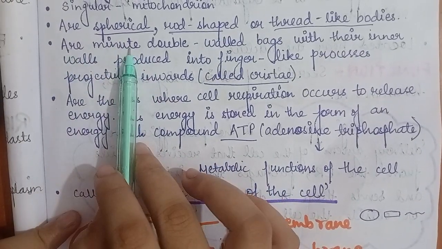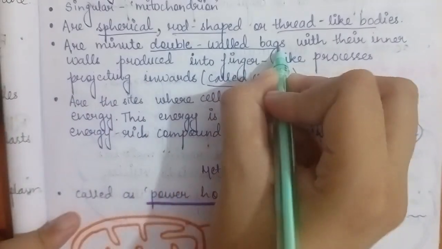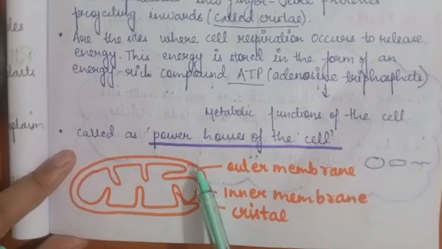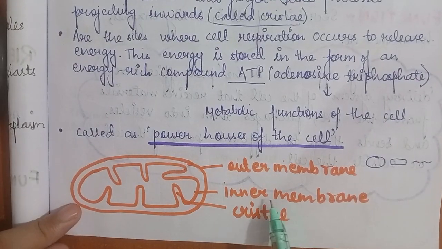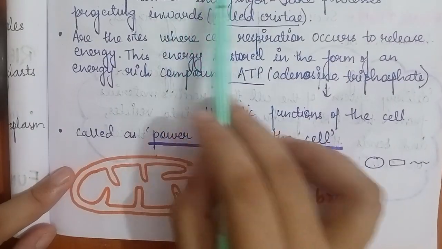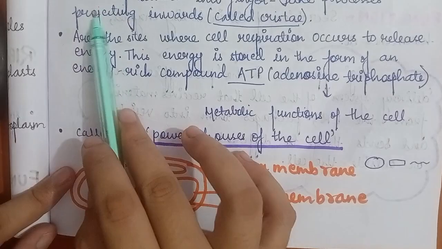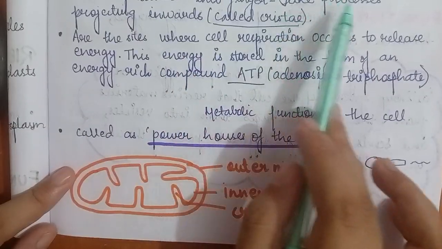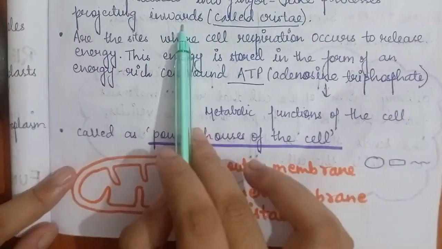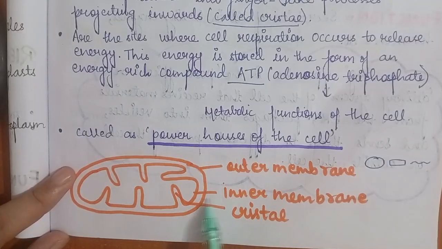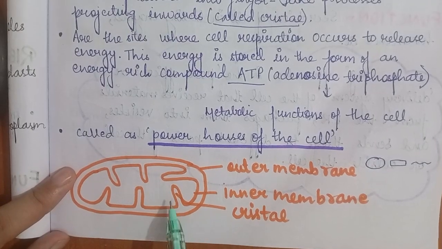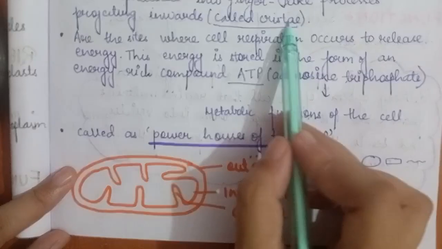So they are minute double wall bags. You can see two membranes, the outer membrane and the inner membrane. Two walls are present, with the inner wall produced into finger-like processes projecting inwards, called cristae. The inner membrane is projecting inward, and that inner projection is called cristae.